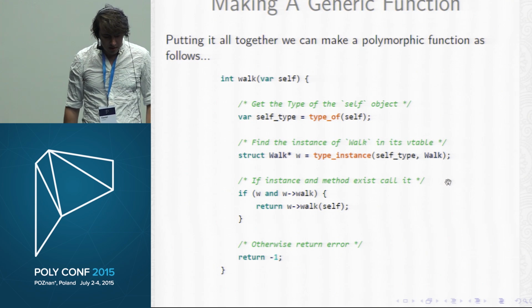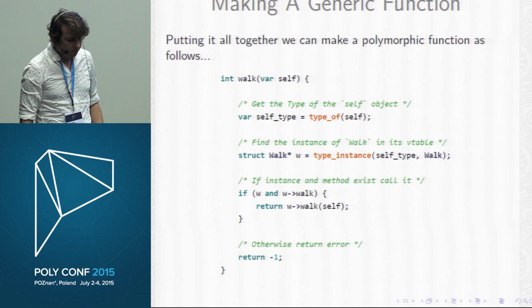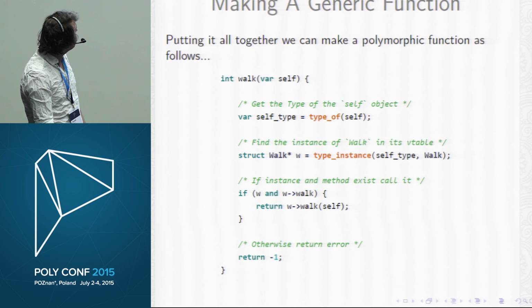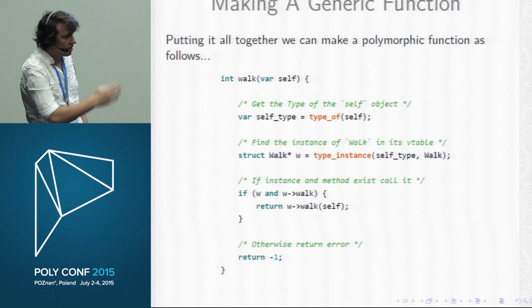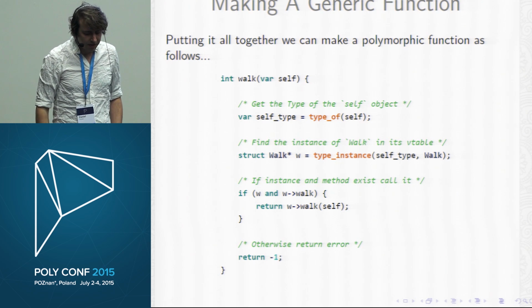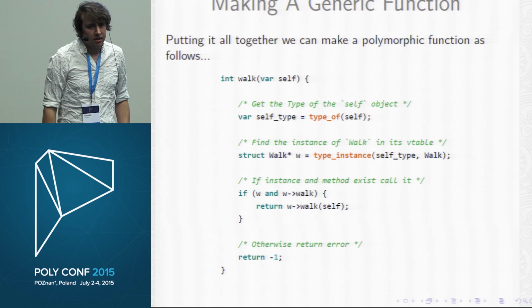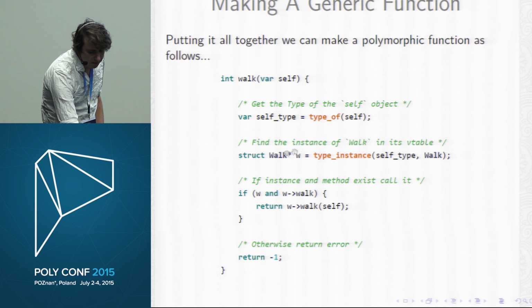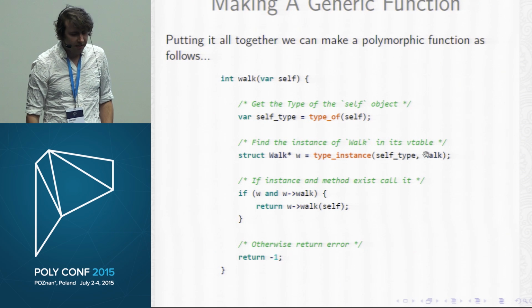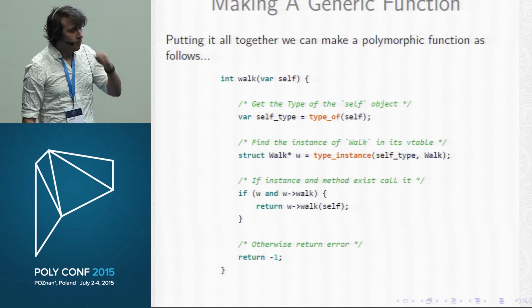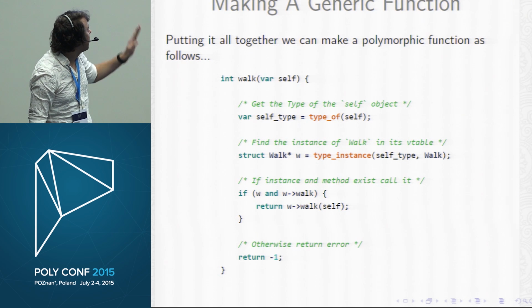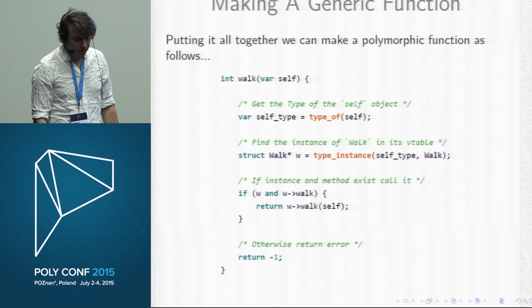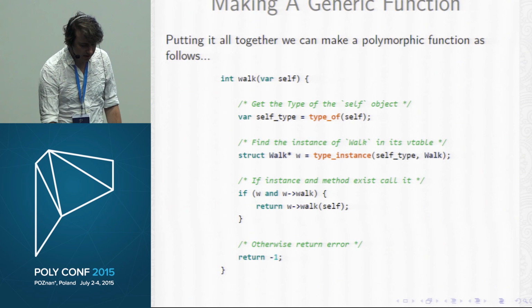Okay, so when we have this vtable, we can make a generic function like I showed at the beginning. If we have some object, we get the type of the object, so we get its vtable. And then we find the instance of some type class in this table. So we can find this instance of Walk in the table. And then if it exists and it implements the particular walk function, then we can call it. Otherwise, we can throw some error or something like that. So now we can do generic functions in C.